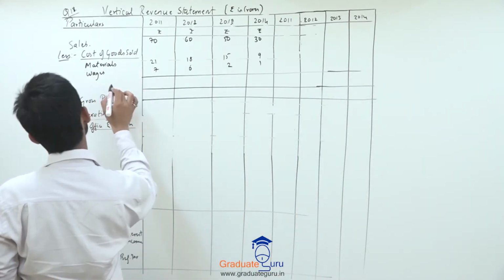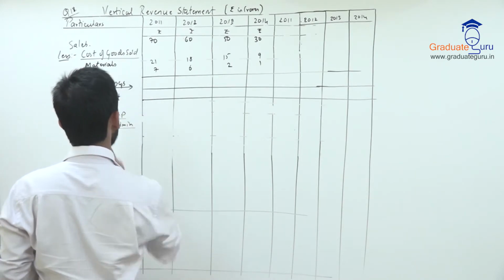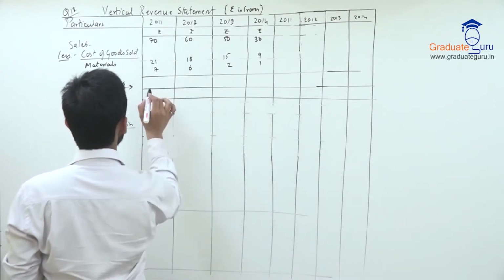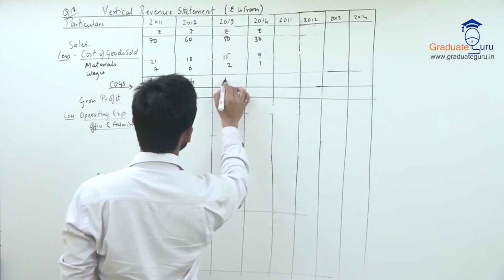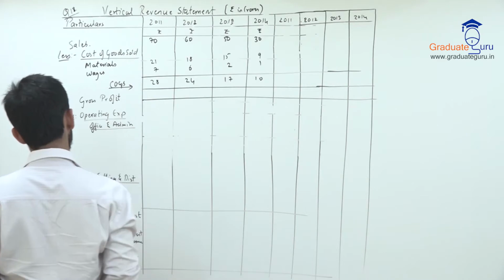This is the COGS total, right? And then we subtract this, we get the gross profit. We can directly do it here only. 28, 24, 17.10. We'll calculate it for that.